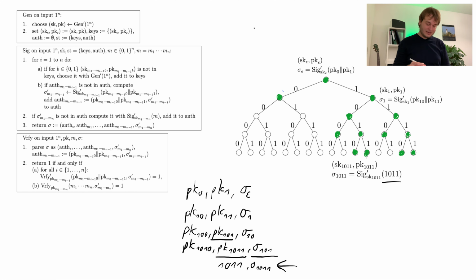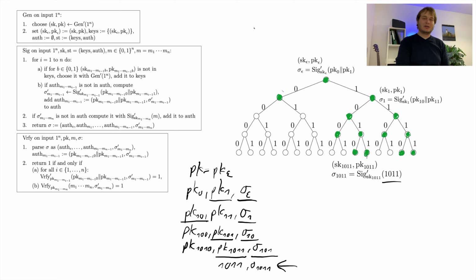Then this public key again is authenticated by Sigma 10, which is valid under public key PK10, which is authenticated by Sigma 1, which is valid under PK1, which is signed by Sigma epsilon. And Sigma epsilon is valid under PK epsilon, which is just our public key. So similar to chain-based signatures, we had this chain of this public key authenticates this next public key, etc. Now it also authenticates its sibling public key too, but it doesn't actually matter to us too much.